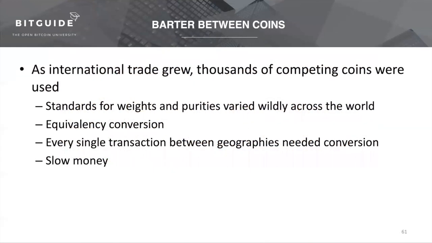As international trade grew, thousands of competing coins were used. They had different standards for weight and purity, and they were not necessarily fungible. Equivalency conversion was difficult. You had to know what is the conversion rate between all these different types. Every single transaction between geographies needed a conversion. Ultimately, this caused slow money, low velocity, and more constraint over trade.